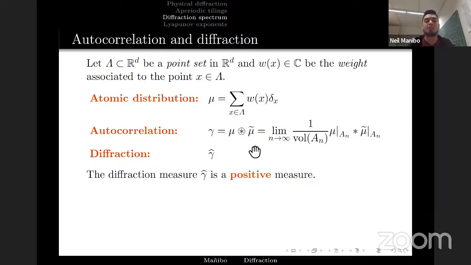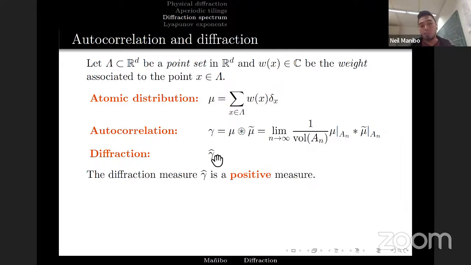Now, from this, we can compute its corresponding autocorrelation. It's going to be a volume average convolution. Here A_n is an averaging sequence. I don't want to go into too much detail, but for R^d, you can look at A_n as balls of radius n, growing and growing. We look at the restriction of the measure to a finite ball, and then we convolve it with its twisted version. What we have here is going to be a finite measure, while the Dirac comb in general is an unbounded measure. The autocorrelation is going to be a limit of finite measures, which are averaged with respect to a nice averaging sequence. Then the diffraction is going to be the Fourier transform of the autocorrelation.